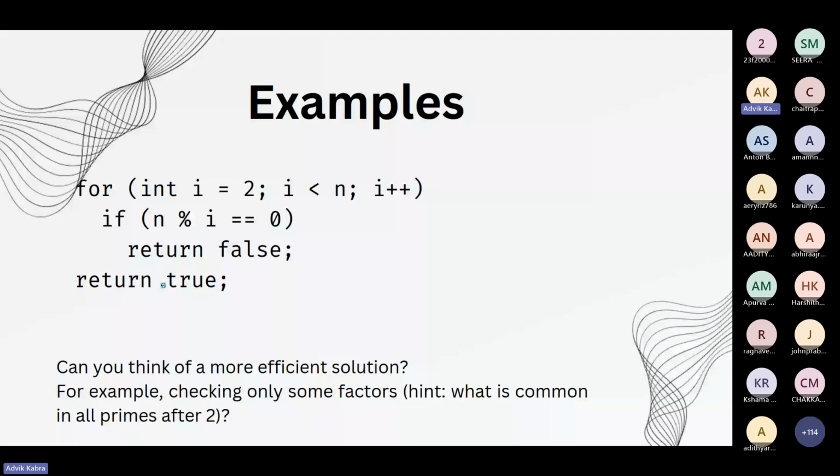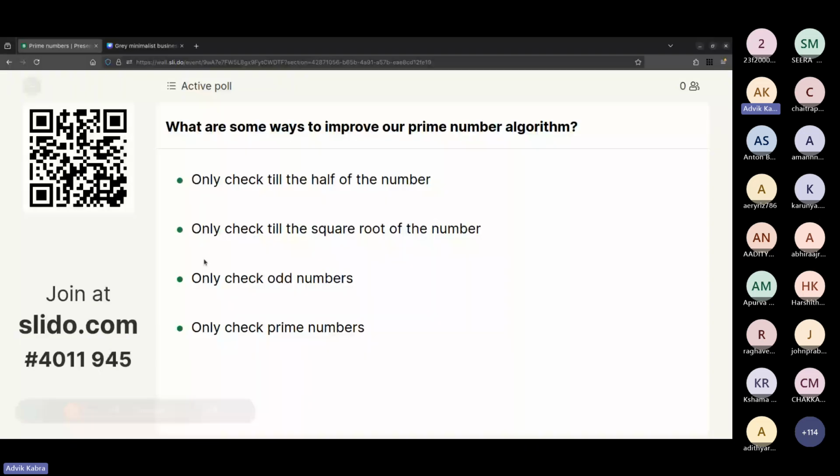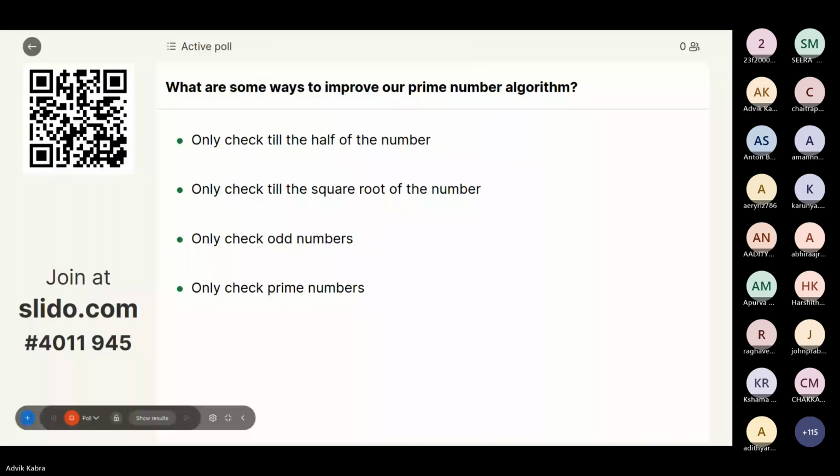I will show a Slido. Here you can scan this link and choose whichever one you feel would be a better algorithm. You can use the Slido code as well if the QR code is not working.